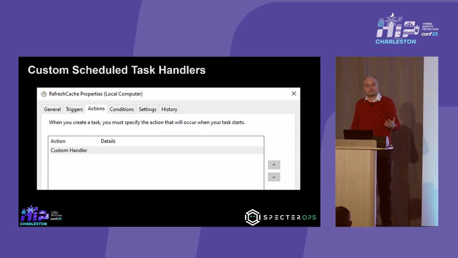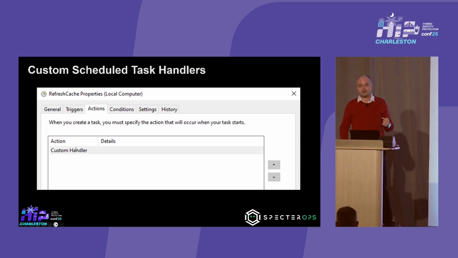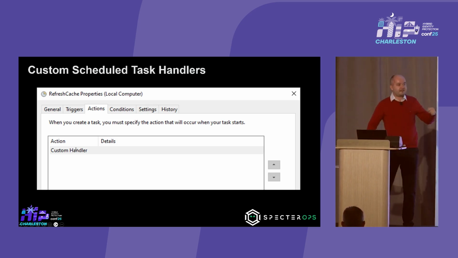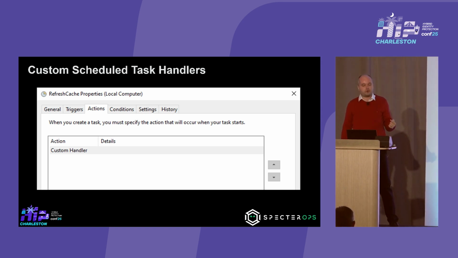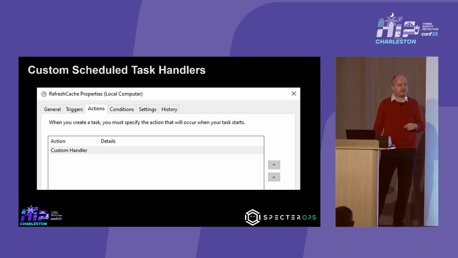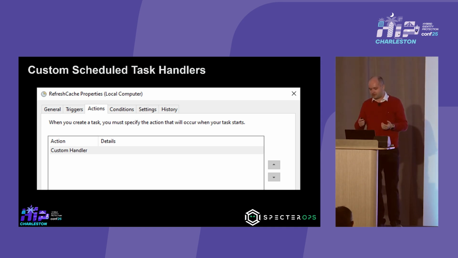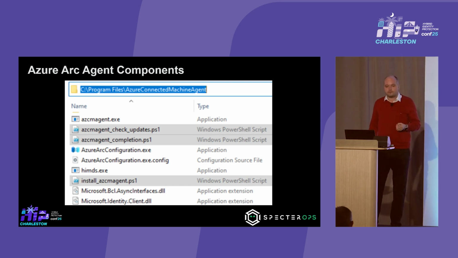Or scheduled tasks. Most scheduled tasks execute some other processes, but not this task and additional ones, which contain custom handlers, which is a DLL file loaded into the task scheduler. That means if you want to enable outbound traffic for this, you need to enable outbound traffic for all scheduled tasks. You cannot target this one.